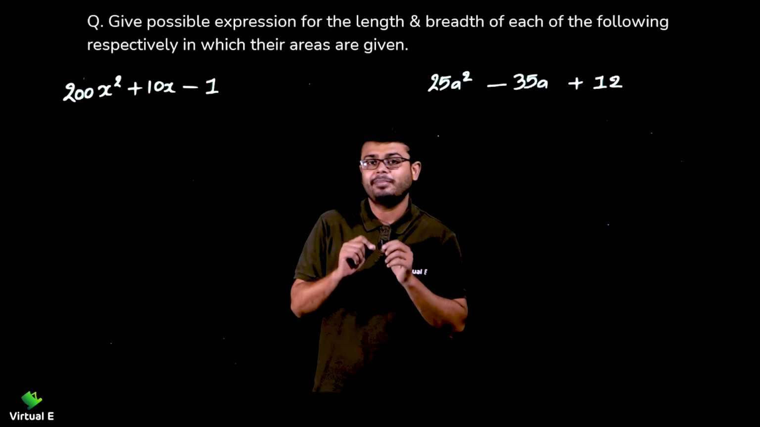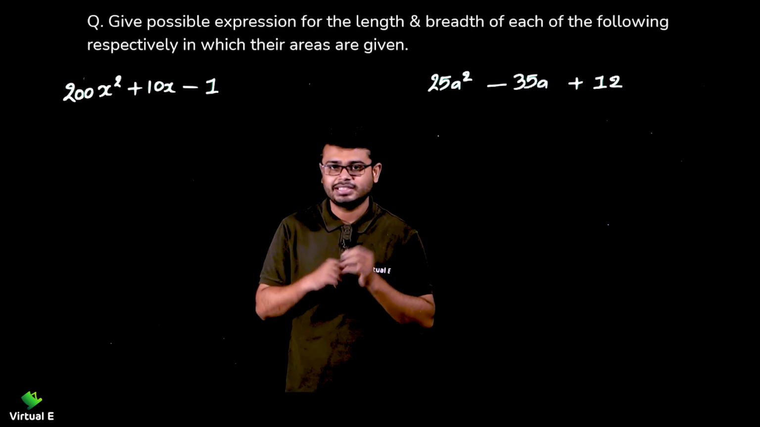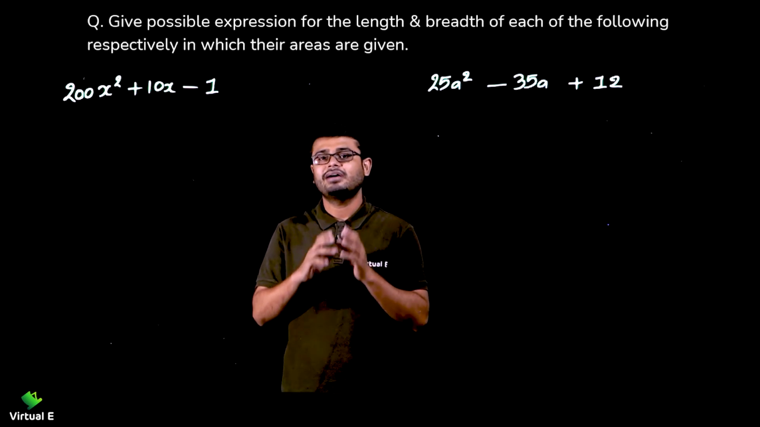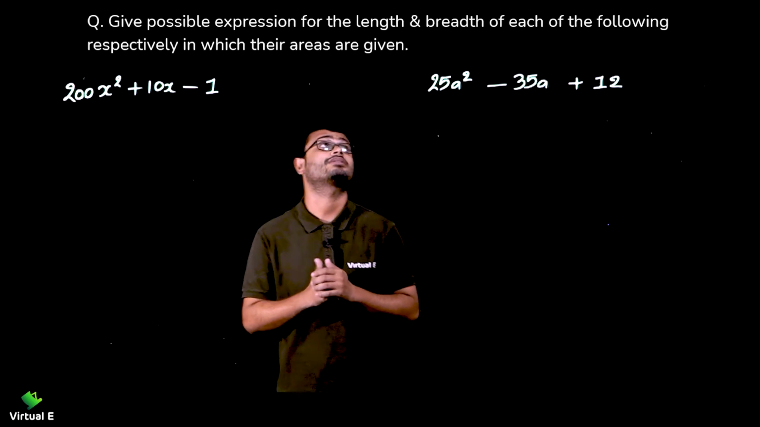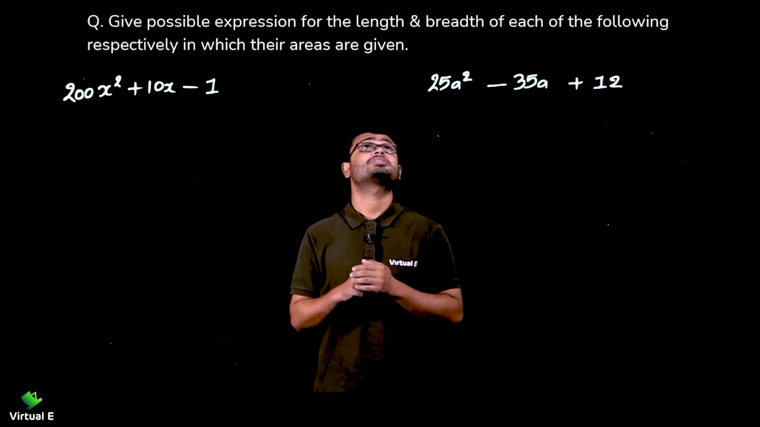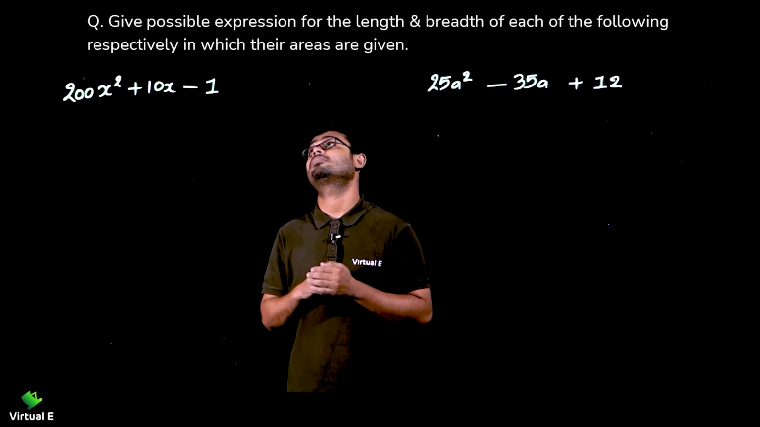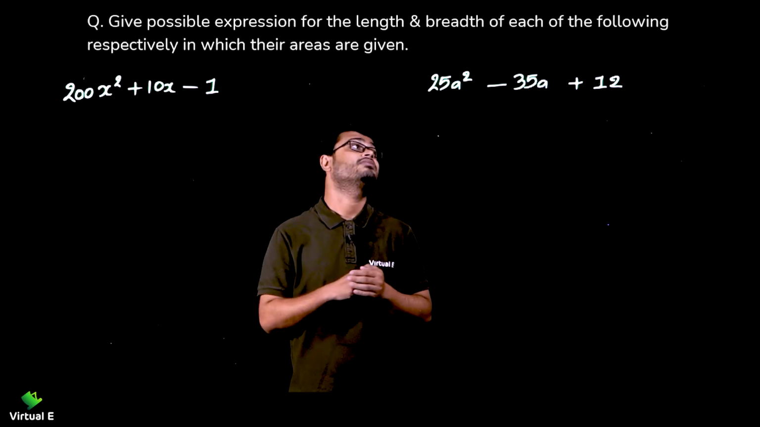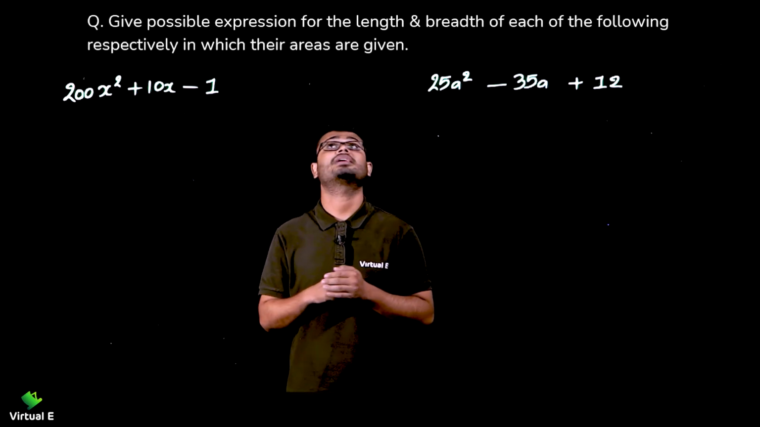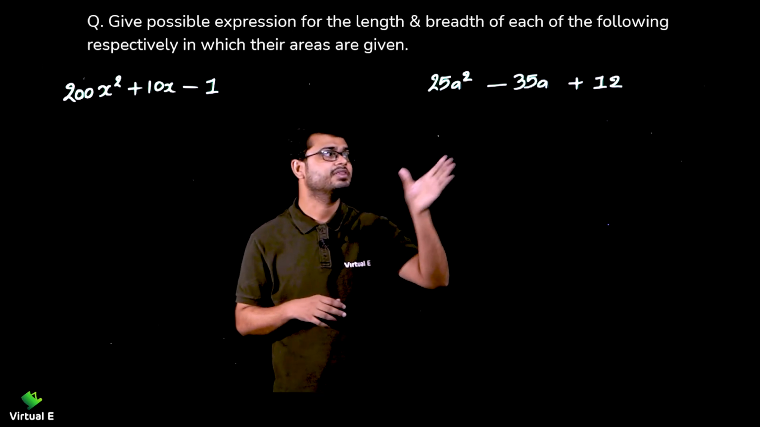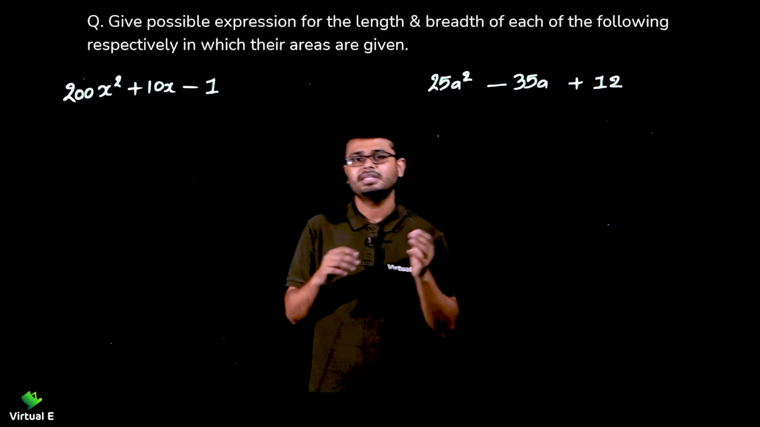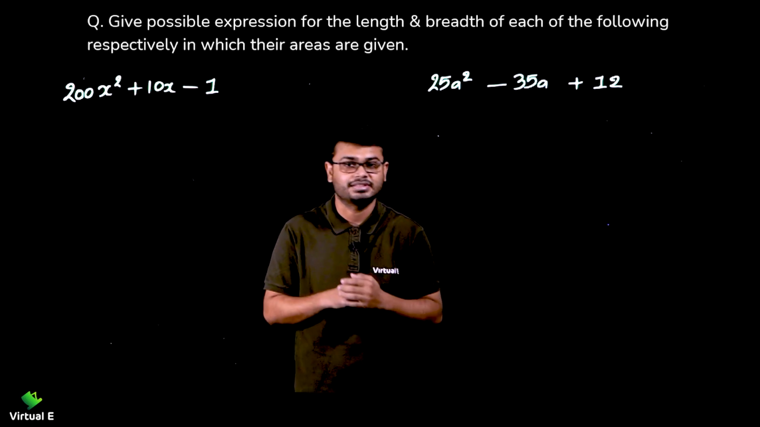Now let's solve a few application problems of factorization. Here you have the area and you want to find the length and breadth. So how to do that? Let's start. Give possible expressions for the length and breadth of each of the following rectangles in which their areas are given. So if this is the area, we need to find the length and breadth, which means we need to factorize it, right?